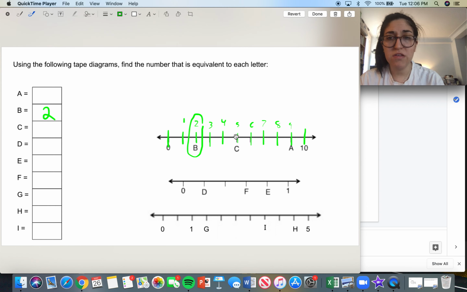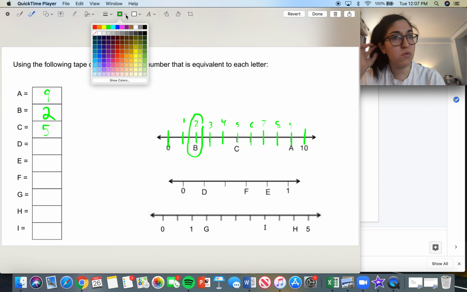What about C? C is a 5, right? Because where the C is on this number line, it's halfway between 0 and 10, and B, we counted out each one of them, and we found that this is equivalent to 5, and A would be the same as 9. So that's how a number line works.